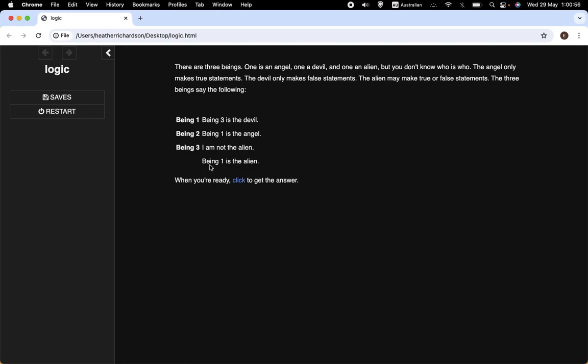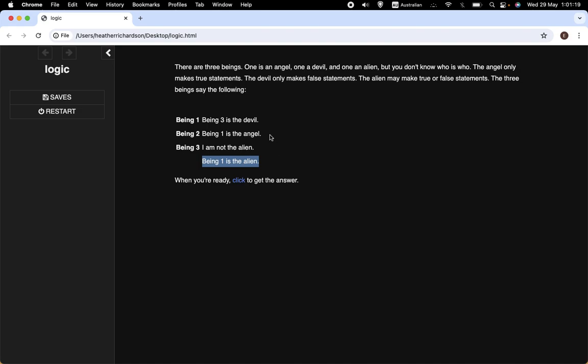And being 3 would say I am not the alien, and being 1 is the alien. Well, in the possibility devil, alien, angel, being 1 is not the alien. So that would be the angel lying, and that's not possible. So we can eliminate that possibility. And that gives us alien, devil, angel, or angel, alien, devil.